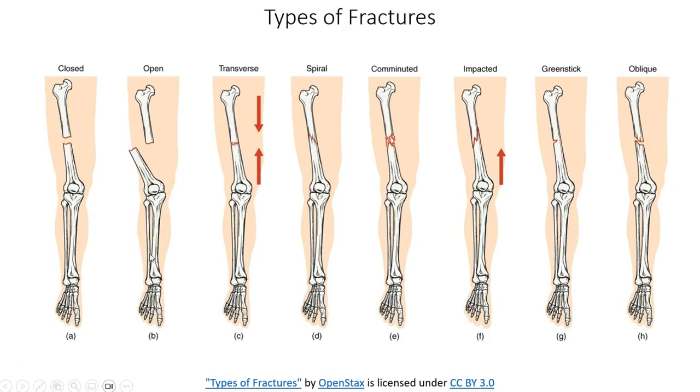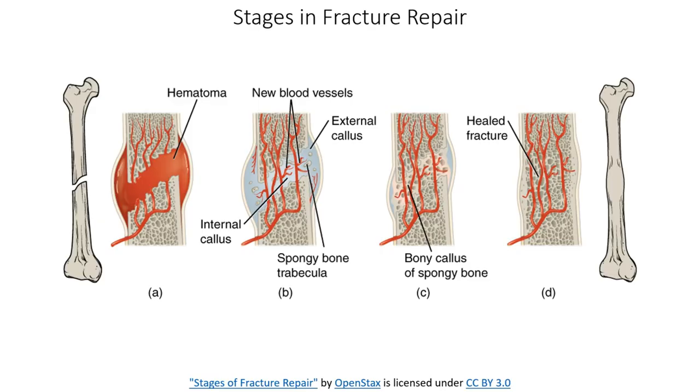Okay. So those are our different types of fractures. Let's talk about how these fractures get repaired. When that bone initially breaks, that's going to damage the blood vessels in there, just like any other injury to blood vessels. They are going to get torn by that fracture, and they are going to release a lot of blood into that space within the bone.